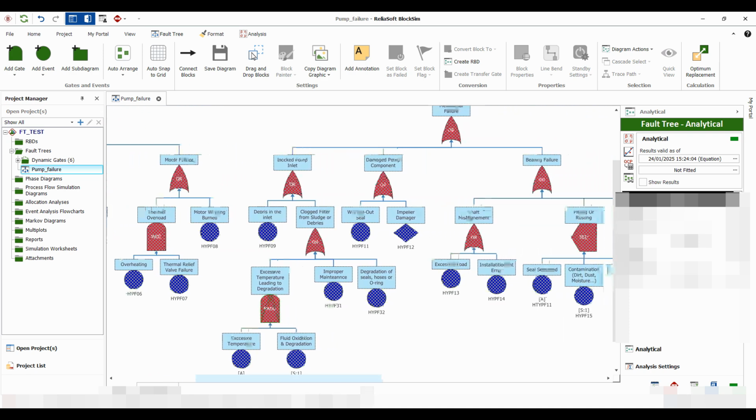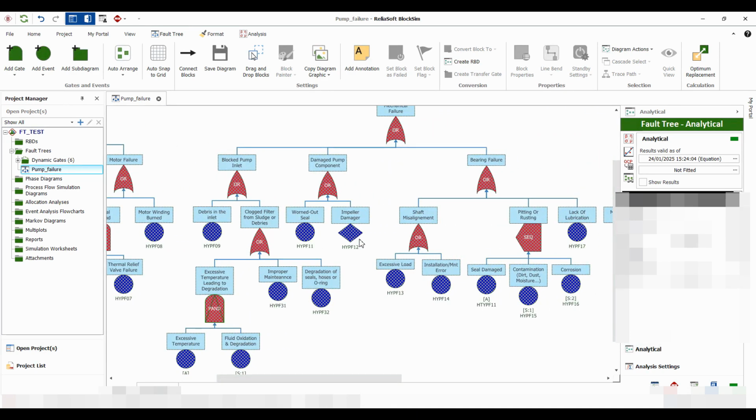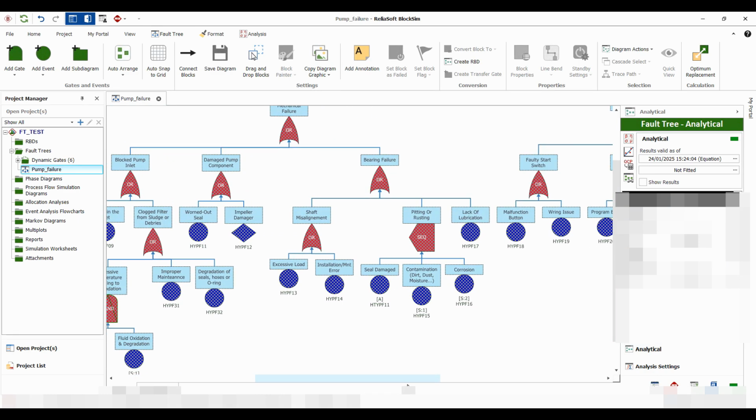And then as we scroll along, we've also got some undeveloped events, and we can see those here. This is an undeveloped event. We could have explored it further, but we decided not to go any further, so we just labeled it with this type of diamond.